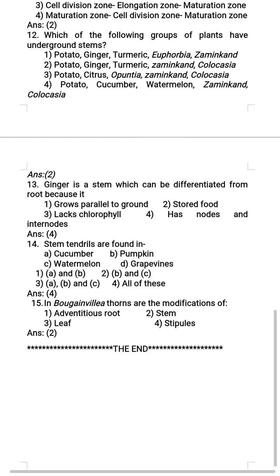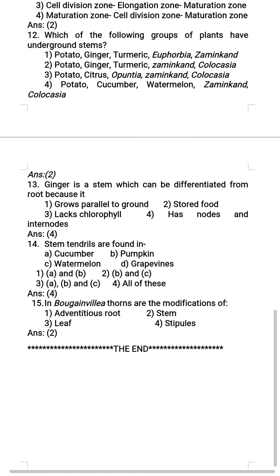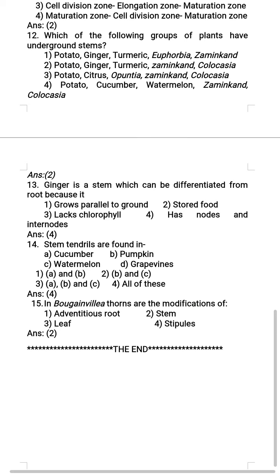Understood? Now 13th question. Ginger is a stem which can be differentiated from root because, let us see. A, grows parallel to ground. It means in the ground it grows parallelly. Next, B, stores food. 3, lacks chlorophyll. Fourth one, has nodes and internodes. The correct one is option 4, has nodes and internodes.